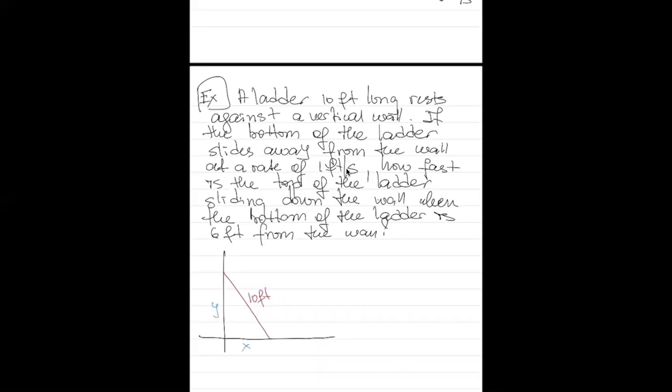So the bottom of the ladder starts sliding away. This, we call it dx/dt. That's the rate of change of sliding, and that's given. That is 1 foot per second, right? Now, how fast is the top of the ladder sliding down? That's dy/dt.